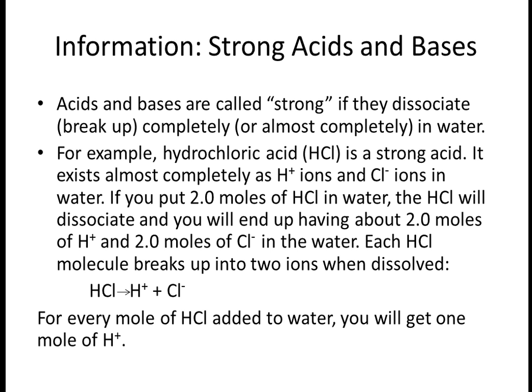And if you put 2 moles of HCl in water, the HCl will dissociate, and you will end up having about 2 moles of H plus and 2 moles of Cl minus in the water. Each HCl molecule breaks up into 2 ions when it's dissolved. Because everything's in a 1:1 molar ratio, if you have 2 moles of HCl, then it would break into 2 moles of H plus and 2 moles of Cl minus, keeping the equation balanced. And for every mole of HCl you add to water, you'll get 1 mole of H plus.